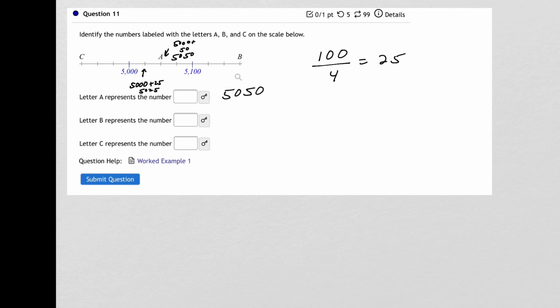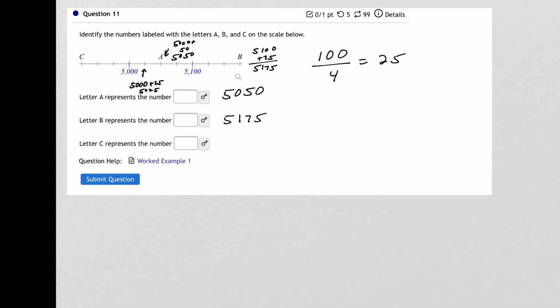The B, well, again, each of those intervals represents 25. So this looks like it's 3 above, right? So you start at 5,100, I add 25, add 50, add 75. So it looks like that's going to be 5,100 plus 75. So 5,175. And then the C here is going to be basically 75 below, right? So to get to this position, I would have to subtract 25, subtract 50, subtract 75.